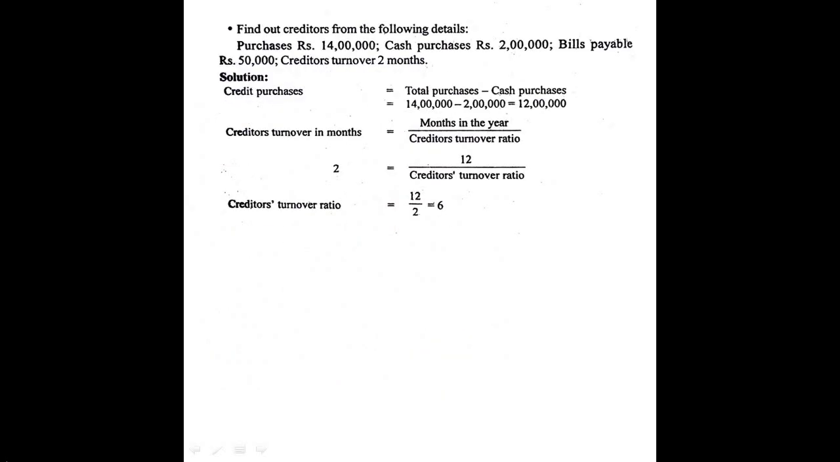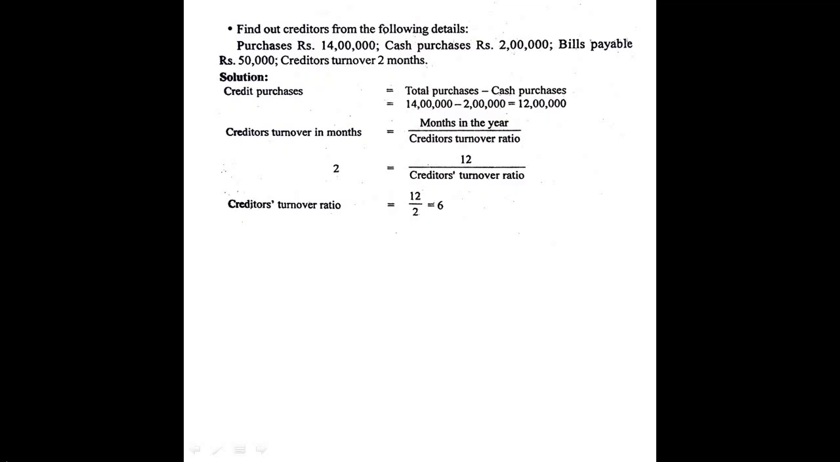Next problem, find out creditors from the following details. Purchase 14 lakhs, cash purchase rupees 2 lakhs, bills payable rupees 50,000, creditors turnover 2 months. So we'll find out first credit purchase. Credit purchase equal to total purchase minus cash purchase. Total purchase, the problem they given 14 lakhs, cash purchase 2 lakhs. So if we deduct, we'll get 12 lakhs.